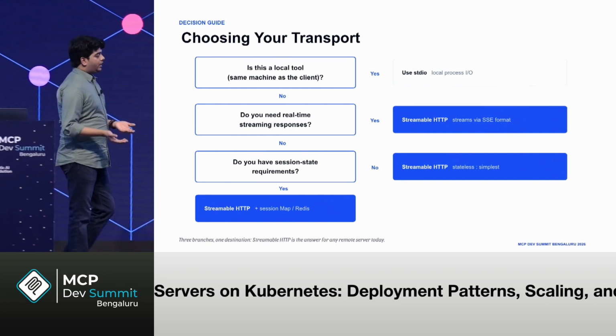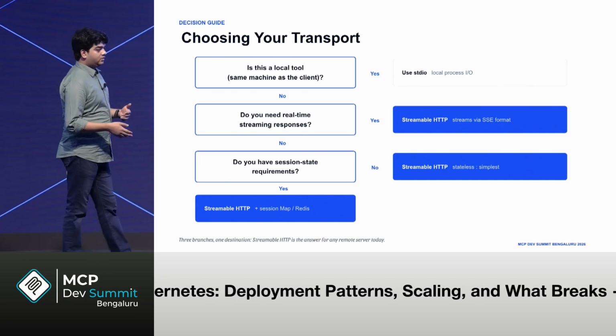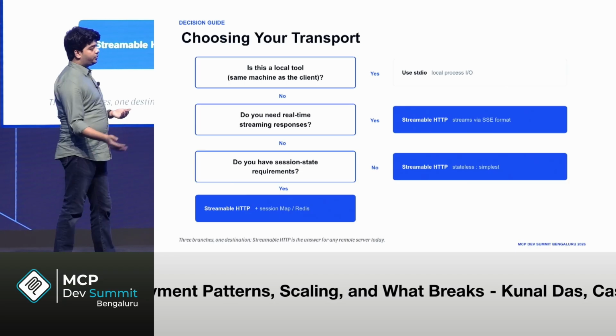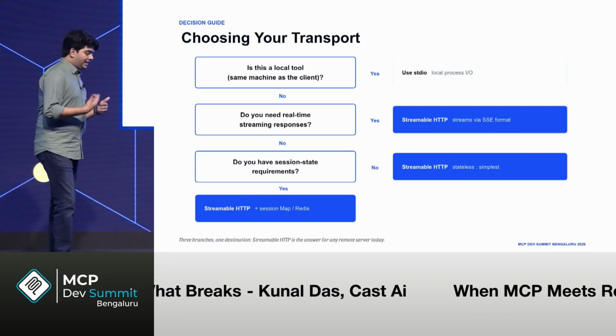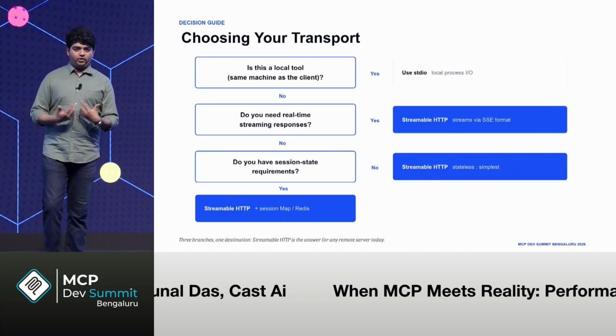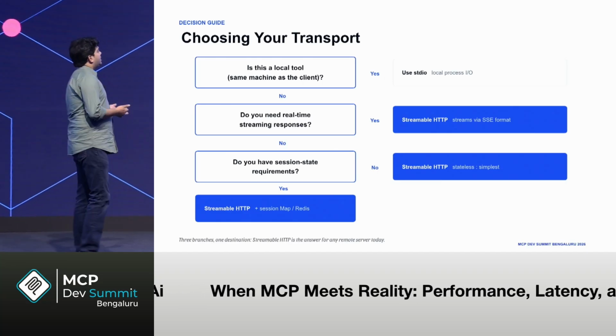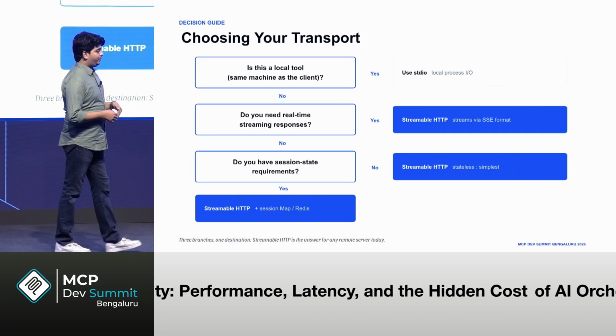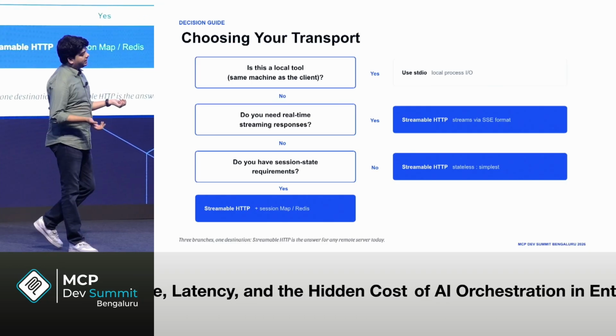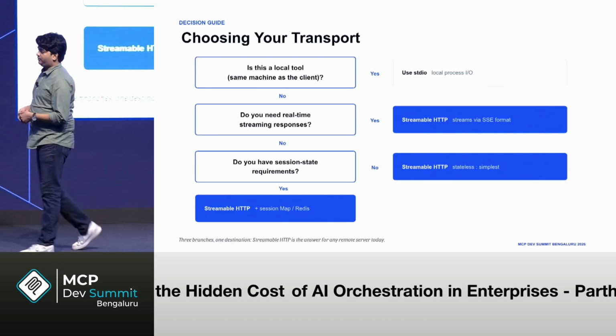So now, with only 2 ways to use an MCP server, which one should you go for? If you're just building locally, testing locally, or it's just for your own use case, use stdio. If no, then do you need real-time streaming responses? If yes, then use streamable HTTP.